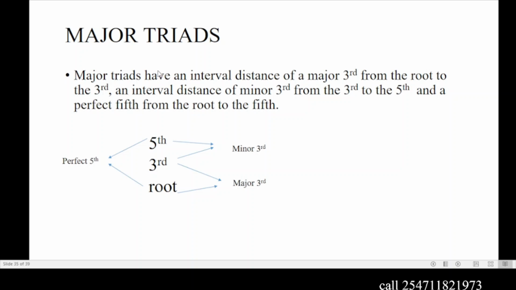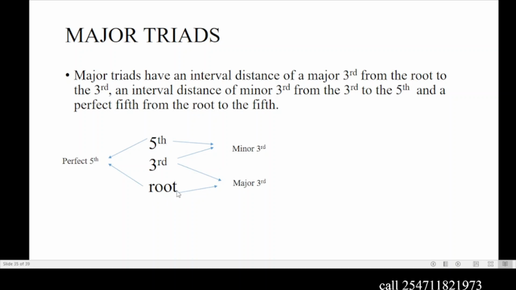Now, the major triads have an interval of a major third from the root to the third, an interval of a minor third from the third to the fifth, and a perfect fifth from the root to the fifth. You see here in the figure, from the root to the third, the interval distance has to be a major third. So please go and watch the videos on intervals if you have not done them.